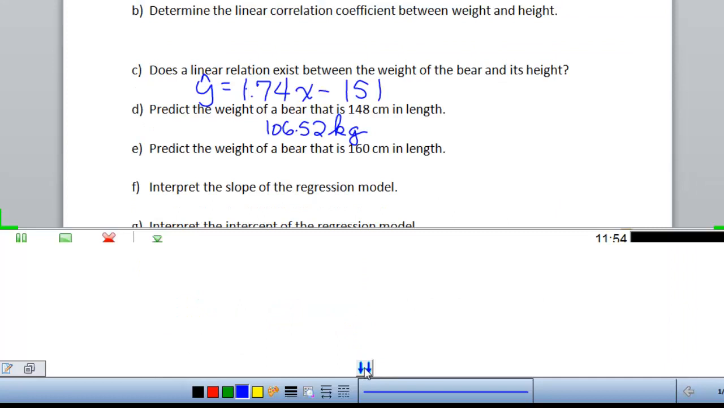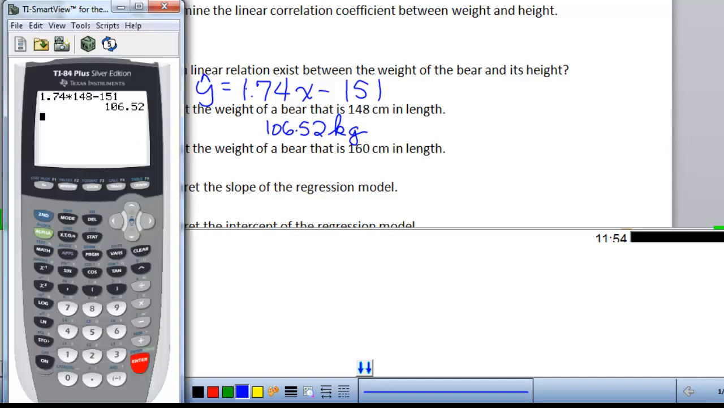Okay. Well, if the bear has a length of 160 centimeters, then again, I could just type it in. Or if you want to be more precise, then we can put that regression equation on our y equals list. I hit the y equals key, and I'm going to go to vars. Number 5 is statistics. I can go over to equations. And then the first option there is regression equation. So it will paste the last regression equation that was performed on the calculator on this list.